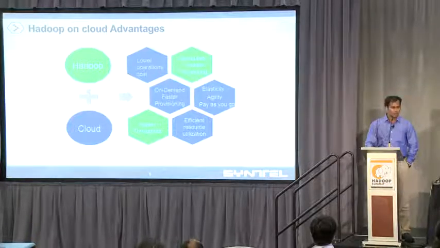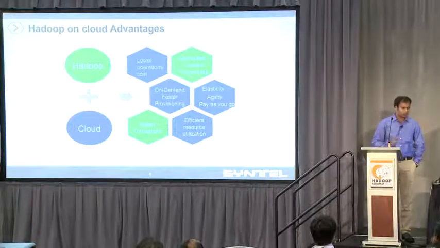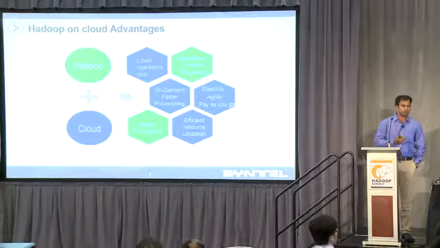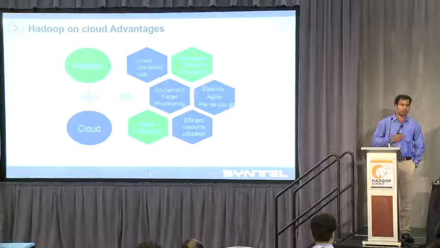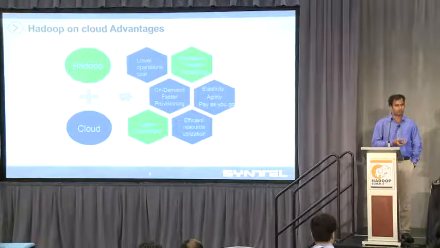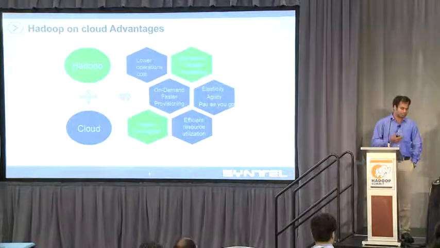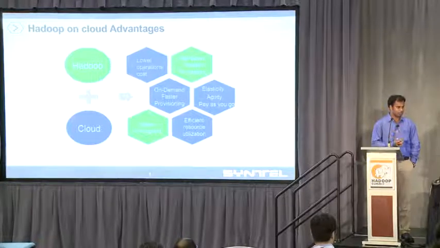Efficient resource utilization. The underlying hardware has to be utilized in a proper manner. With cloud provisioning and other things, virtualization ensures proper utilization of the underlying hardware. So just by onboarding Hadoop on top of the cloud environment, it ensures the best usage of the underlying hardware.